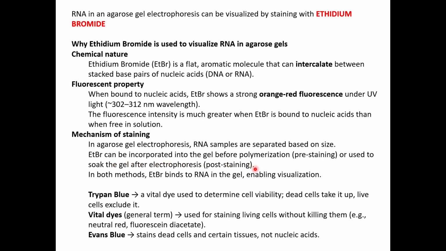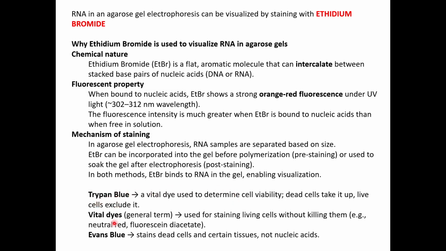If you don't add it in the gel, you can also soak it in the ETBR containing buffer, which is not generally advised because ETBR is carcinogenic. So it's better to use it in a gel which gets solidified and later you can discard it appropriately. So in both methods, ETBR binds to the RNA in the gel, enabling us to visualize it.